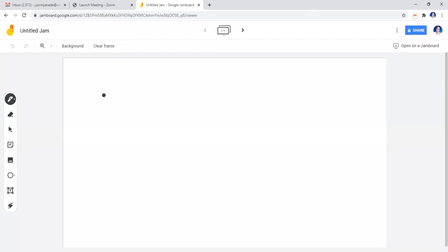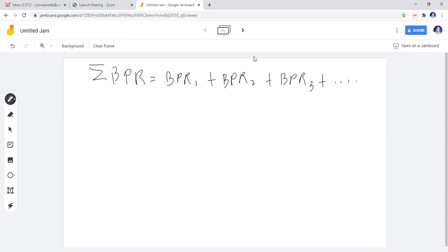Okay, if there is BPR, your temperature distribution diagram would still follow the same principle as when there is no BPR. But this time, the way you determine the summation of BPR will be BPR1 plus BPR2 plus BPR3 and so on and so forth. This depends on the number of effects that you have. So what I have written here is a general formula in determining the summation of BPR.